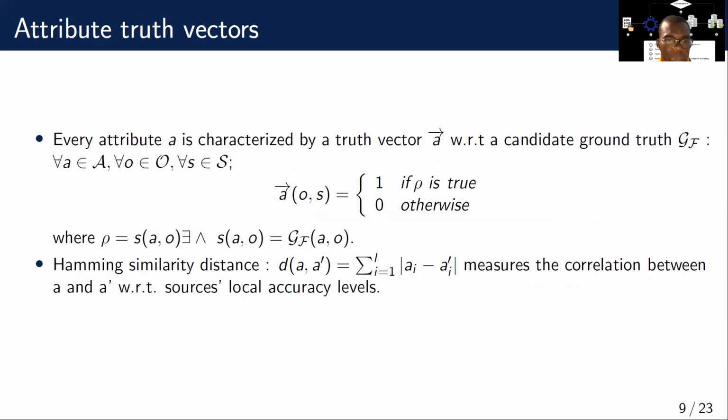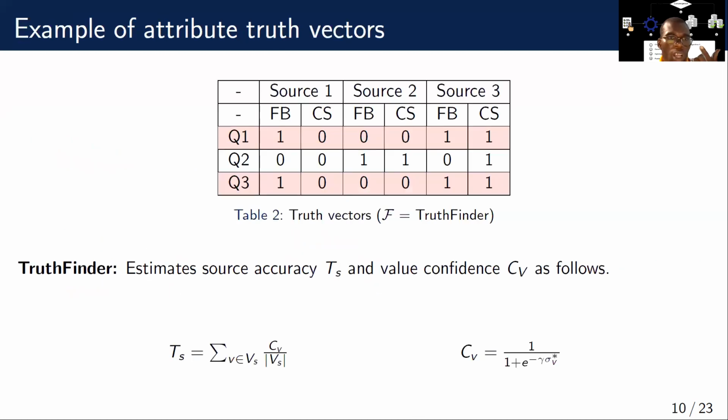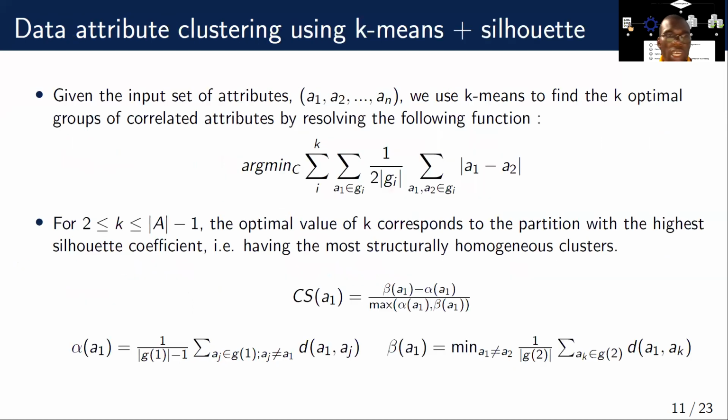To measure the similarity between 2 attributes, we use the Hamming similarity distance. This distance helps us to measure the correlation between pairs of attributes. With this example, we use a TruthFinder function, which is a function almost always used in the truth discovery problem. This function estimates the source accuracy and confidence value with these 2 equations.